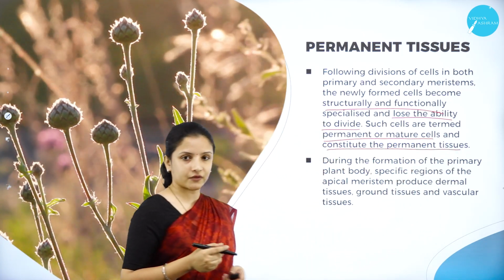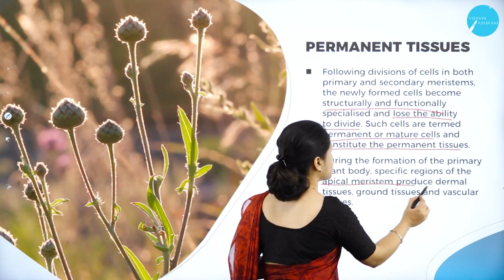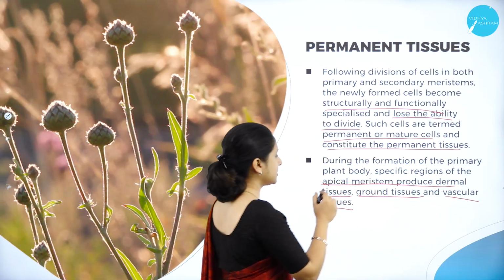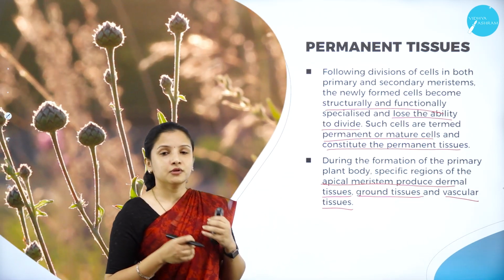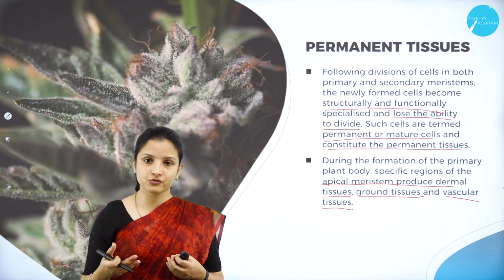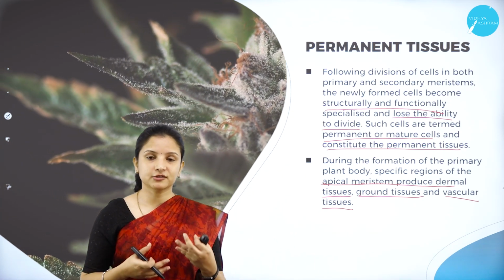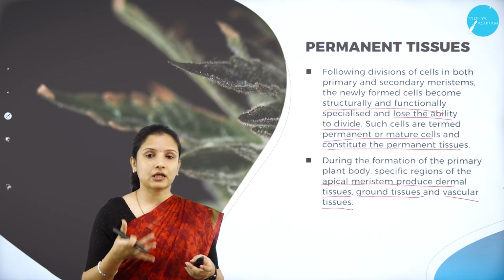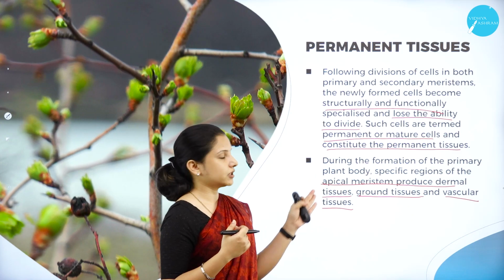So during the formation of the primary plant body, there are specific regions of the apical meristem which produce dermal tissues, ground tissues and vascular tissues. So what are the dermal tissues? Derma means a covering, right? Apart from helping in the elongation of the root or the shoot, apical meristems also help in the formation of specific regions of the plant body, called the dermal tissues, ground tissues and the vascular tissues.